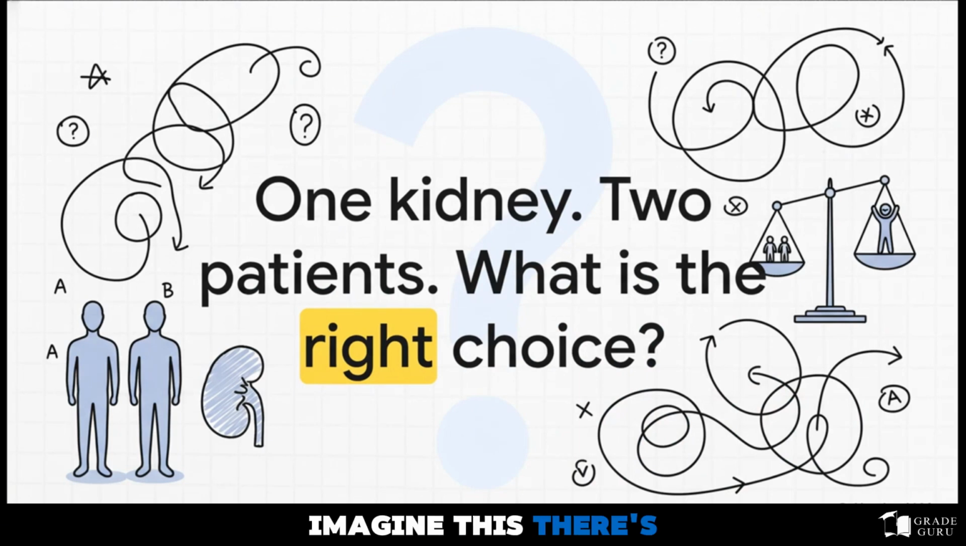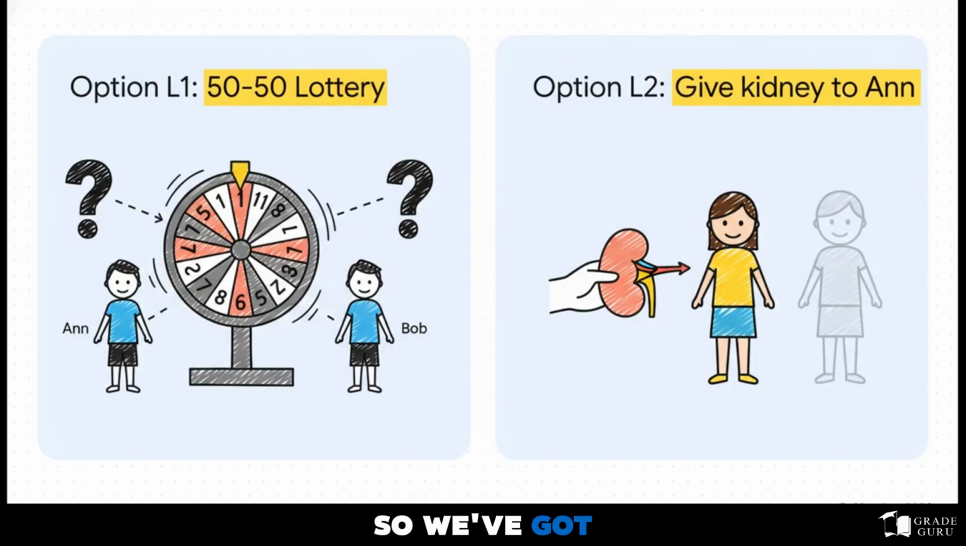Imagine this. There's one kidney available, you've got two patients, Anne and Bob. They both need it to live, and there are absolutely no other differences between them. Who gets the kidney? This is the core problem we're going to unpack. So, we've got two main choices on the table. Option 1, a 50-50 lottery. This gives both Anne and Bob a fair shot, and that feels intuitively right.